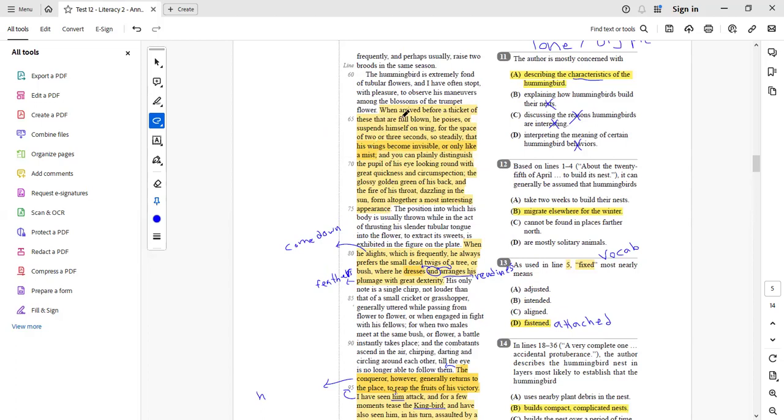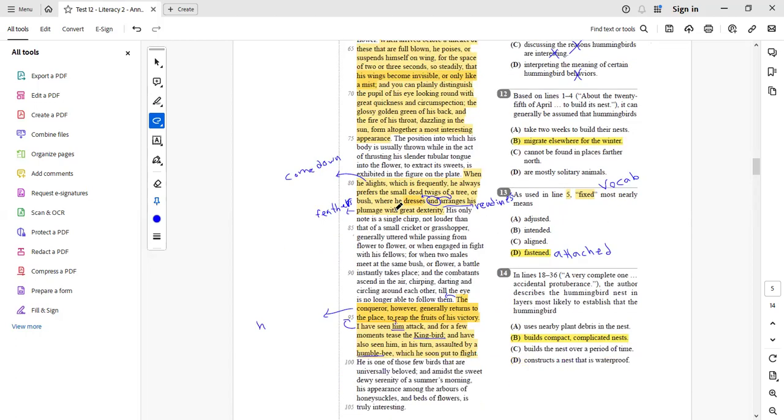And when arrived before a thicket of these that are full blown, he poises or suspends himself on wing. He stays suspended, the hummingbird, for the space of 2 or 3 seconds, so steadily, suspended but steady. Don't think he is like the other birds. That his wings become invisible from their speed, or only like a mist, and you can plainly, barely, distinguish the pupil of his eyes looking round with great quickness. Meaning you can't even see his eyes moving quickly. And circumspection, the glossy golden green of his back and the fire of his throat dazzling in the sun form altogether a most interesting appearance. Wow, here he describes him, but the most important part is the highlighted dark yellow part. Let's return to the question, Maram. Number 18.